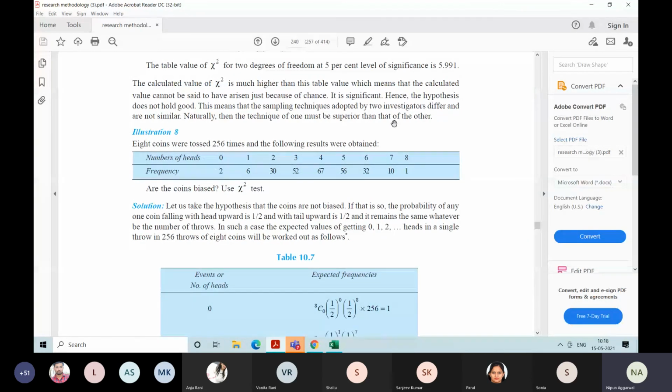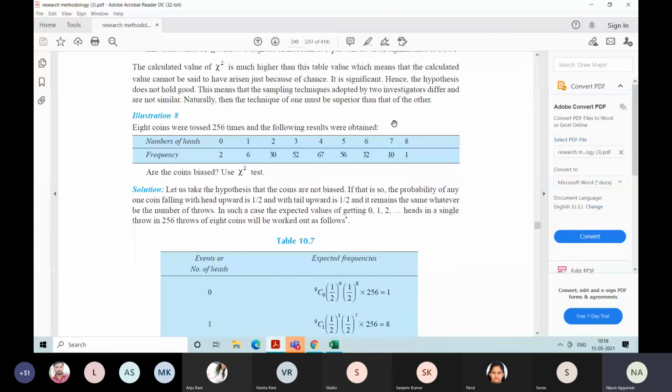One more case is there, where the number of heads is given to you. See this question now. 8 coins were tossed 256 times and the following distribution has appeared. So the number of heads from 0 to 8 in 256 tosses of a coin. There will be no heads 2 times. There will be 1 head in 6 times. 2 heads in 30 and so on. So this is the observed frequency.